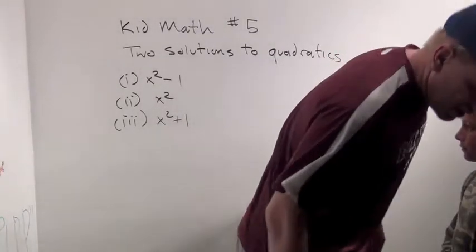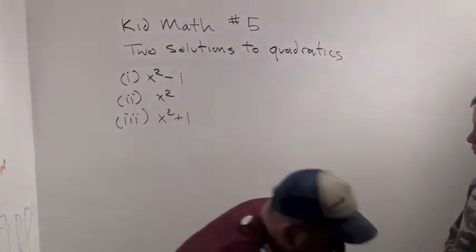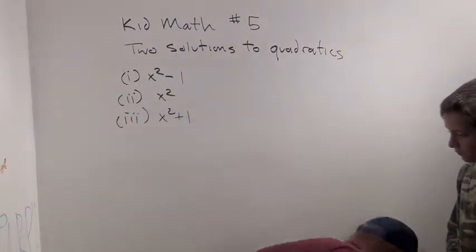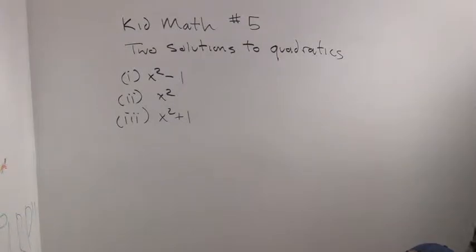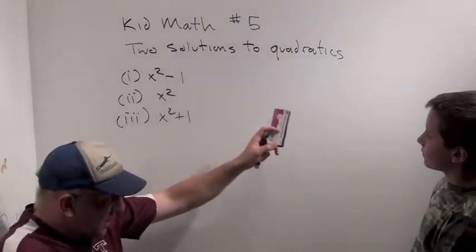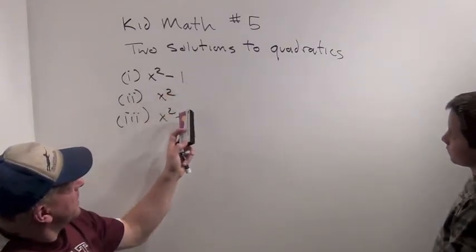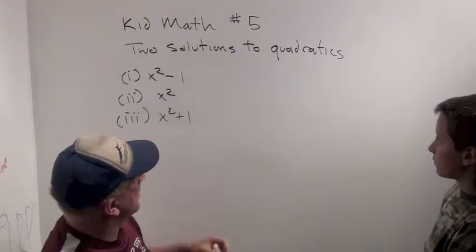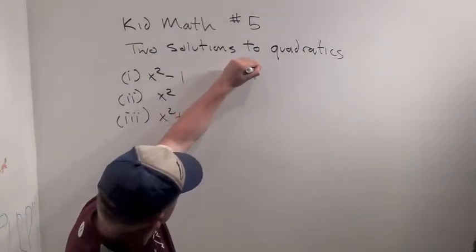KidMath number 5. So this is going to be sort of half lecture, half interactive, half needing an eraser. We're going to talk about something I just briefly mentioned yesterday and kind of alluded to today, that these quadratic equations tend to have two solutions. Okay? So the first thing we're going to look at is x squared minus 1.